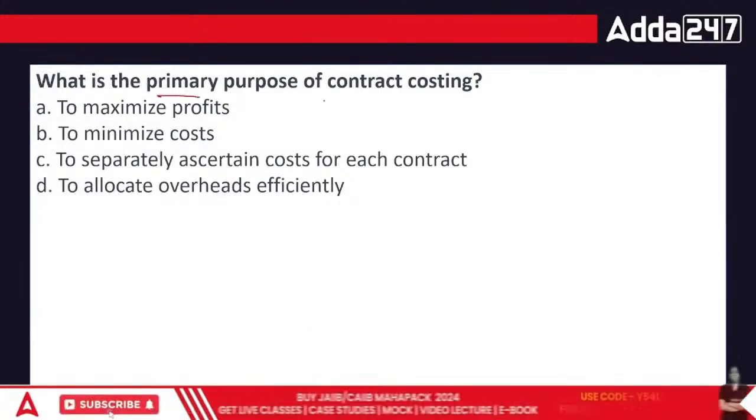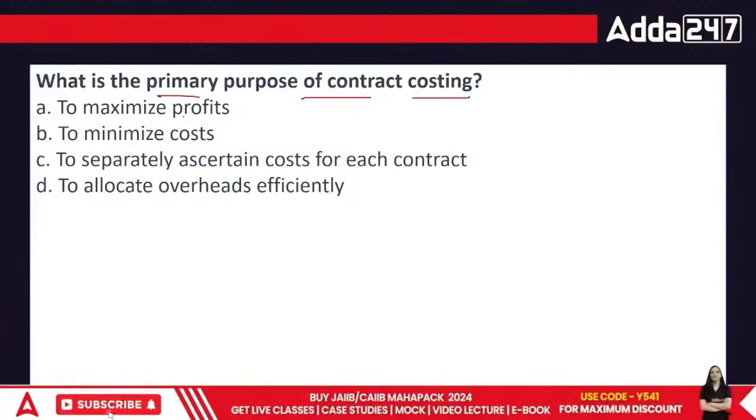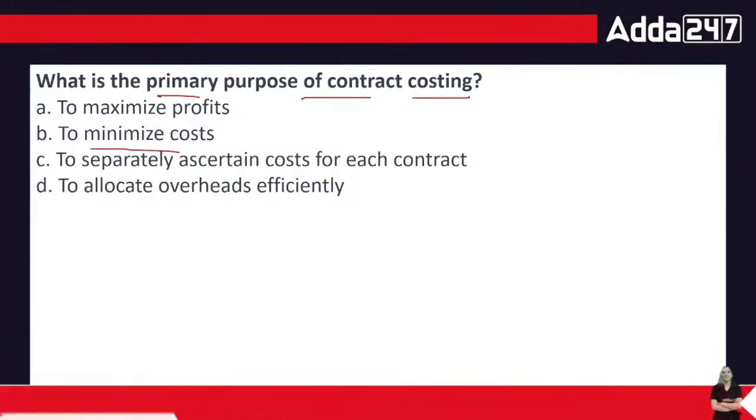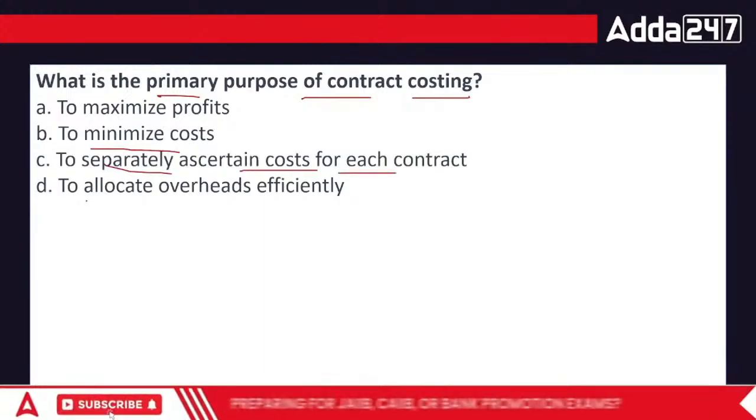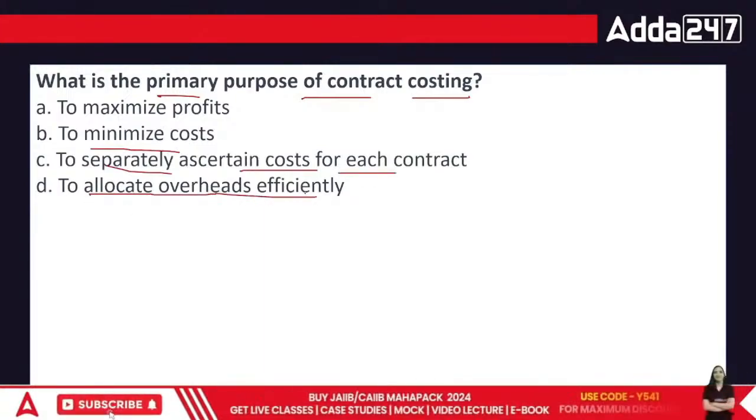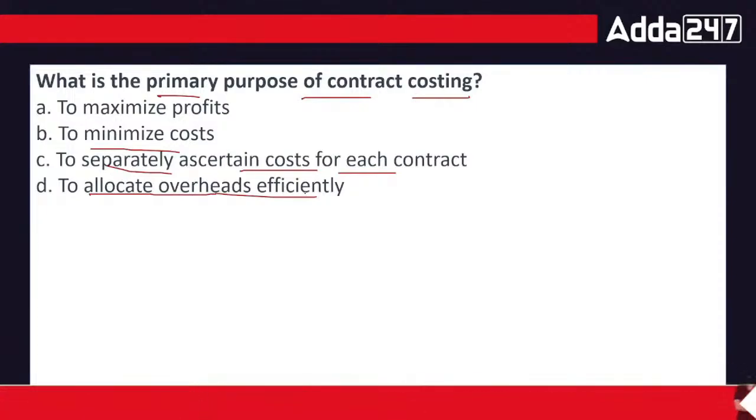What is the primary purpose of contract costing? To maximize the profits, to minimize costs, to separate a certain cost of each contract, or allocate overheads efficiently. What's going to be the answer, everyone? What is the primary purpose of contract costing?